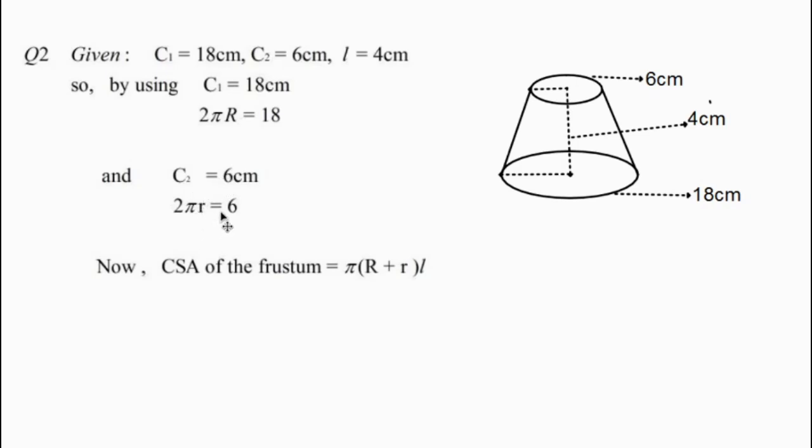Now once you have these two radii, the CSA of the frustum will be pi times (R plus r) times l. Put the pi value as 22/7, put in the big radius R which you got from here, and the small r also, and then the slant height is already given as 4 centimeters, and that's how we can get the CSA of this frustum.